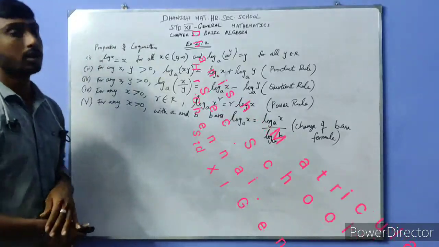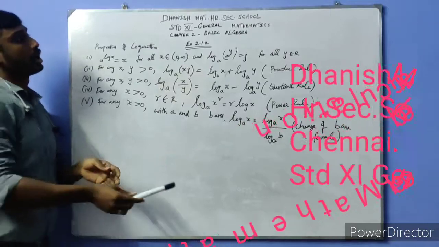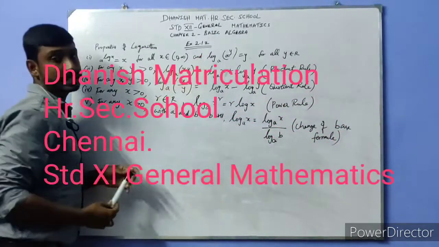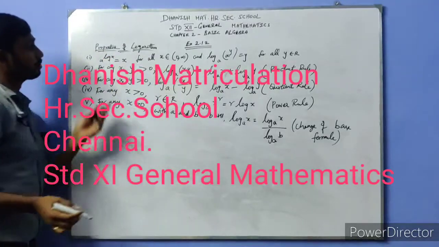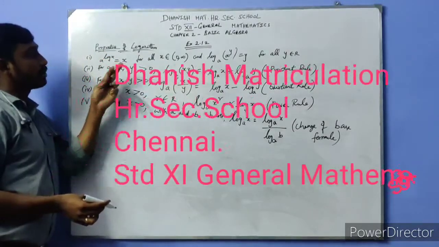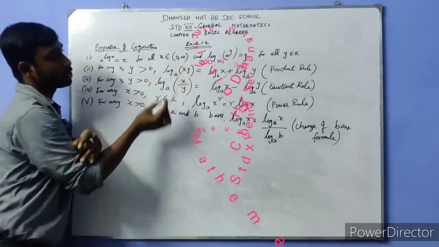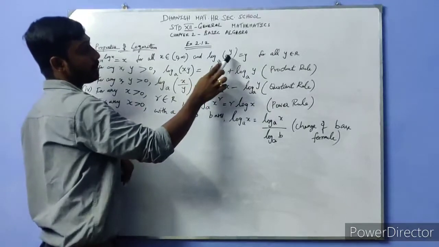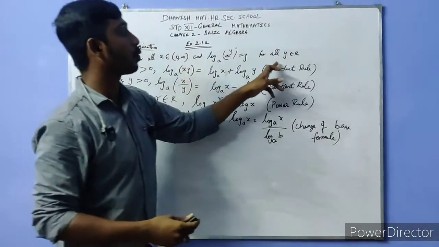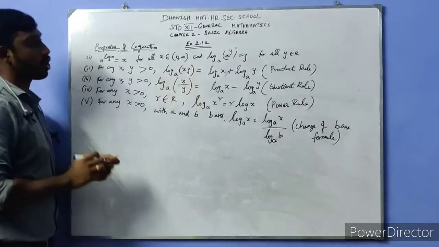Children, today we are going to see exercise 2.12 in chapter 2, basic algebra. So what are the properties of logarithm given here? a power of log_a x equals x for all x belongs to (0, infinity), and log_a of a power of y equals y for all y belongs to R. These are the properties for this logarithmic function.